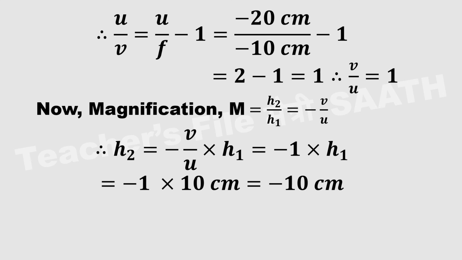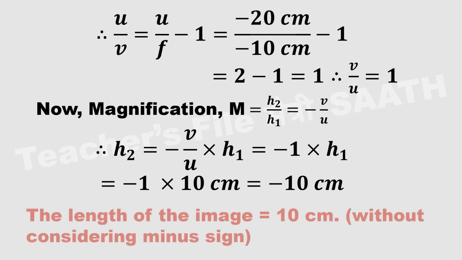Now, magnification m is equal to h2 upon h1 is equal to minus v upon u. Therefore, h2 is equal to minus v upon u into h1 is equal to minus 1 into h1 is equal to minus 1 into 10 centimeter is equal to minus 10 centimeter. The minus sign shows that the image is inverted. The length of the image is equal to 10 centimeter without considering the minus sign.